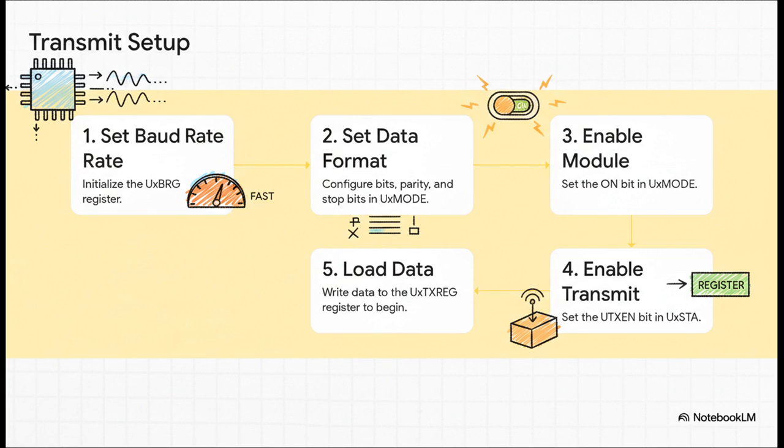3. You've got to turn the whole module on by setting the ON bit in UXMODE. 4. You have to specifically enable the transmitter by setting the UTXEN bit in UXSTA. And finally, step 5, just write your byte to UXTXREG. That's it. The hardware completely takes over from there.